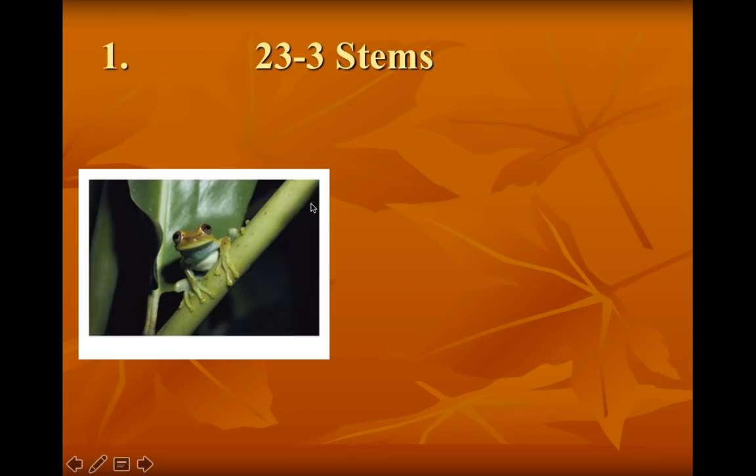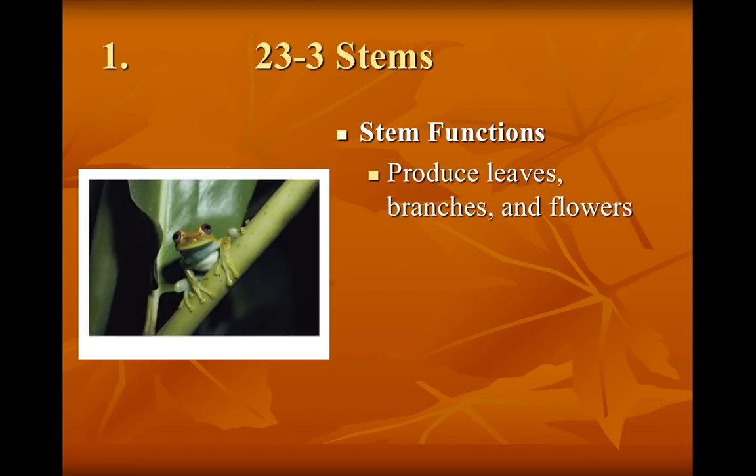Okay, let's look at stems real quick. In terms of function, there are a few things that stems do. They are going to be the site where branches, leaves, and flowers come off of. So they tend to be considered almost like the body of the plant. And they're going to hold leaves up, especially in an orientation that's going to allow them to do their job, which is photosynthesis.